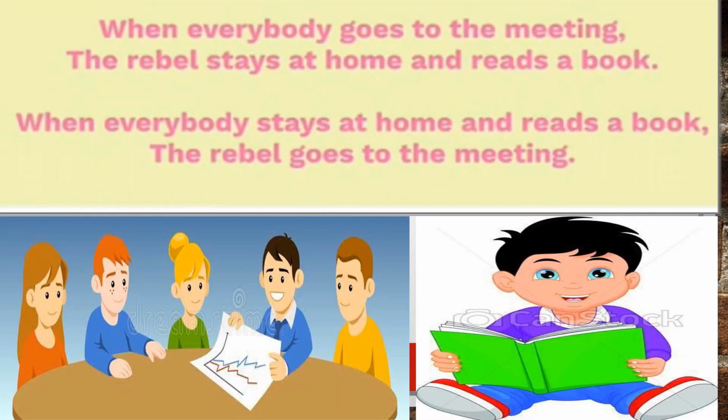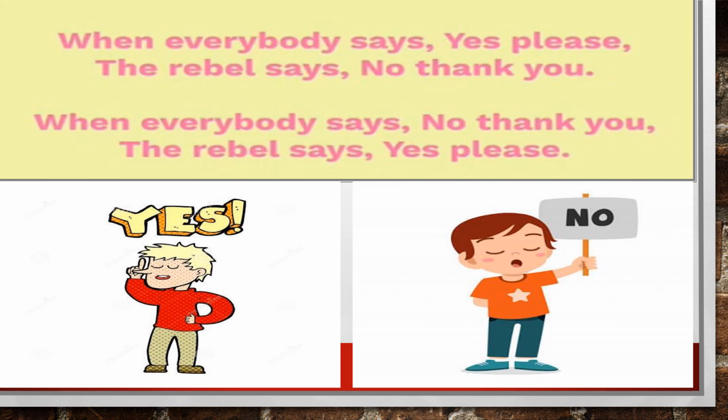The rebels are people who are usually all alone, for they prefer to tread on a different path than others. So, when others go for a meeting, they stay at home and read a book. But when the others stay at home, they go to attend the meeting. Saying yes when everybody says no and saying no when everybody says yes is another character trait of the rebel.